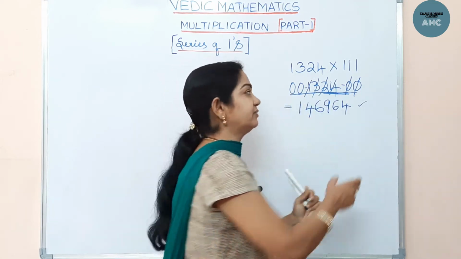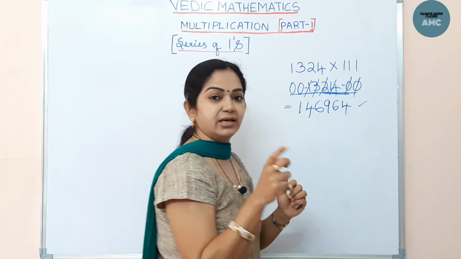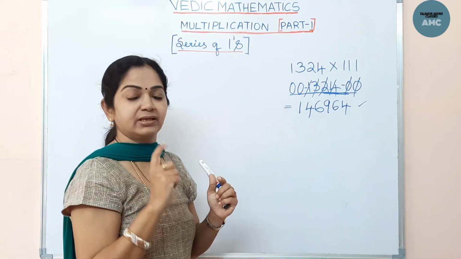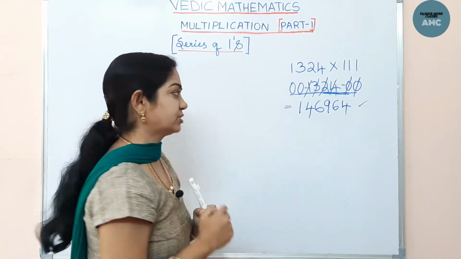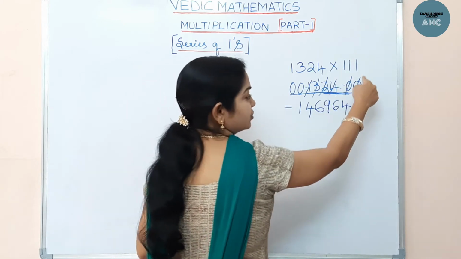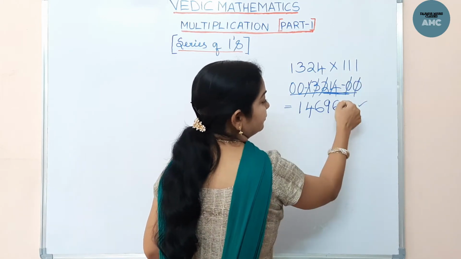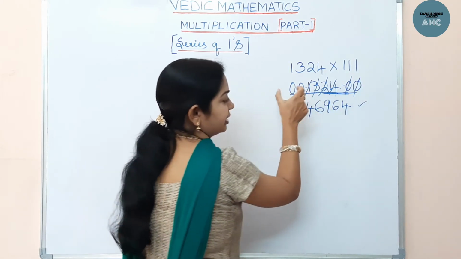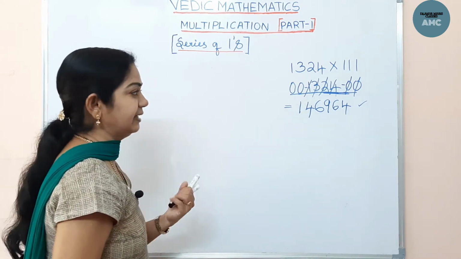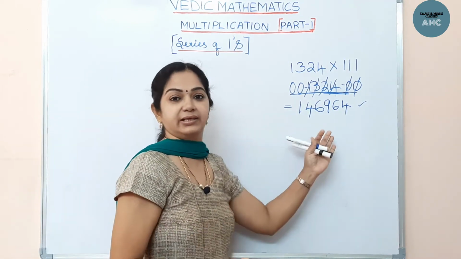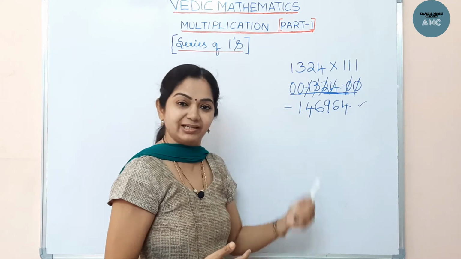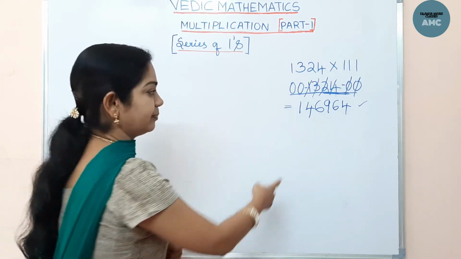Then, since there are 3 ones, start adding 3 digits at a time, leaving the rightmost. Leaving the rightmost 1, if you cut 3 digits, then cut again 3 digits. So you can easily identify it, and simply by adding only we are getting the multiplication. We are truly not multiplying it, isn't it? So the product is this.